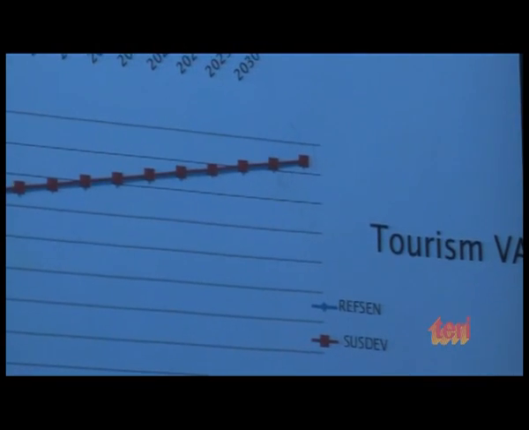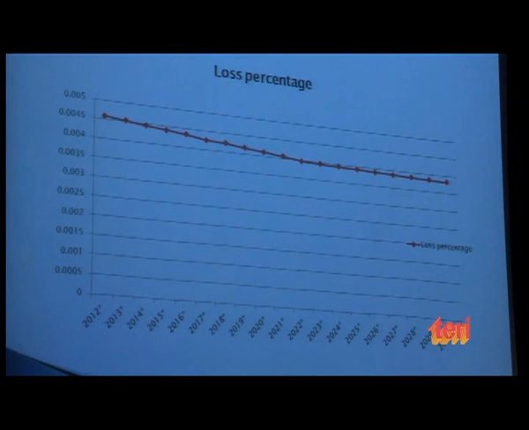Tourism is slightly higher in the sustainable development scenario. But behind all this, the loss percentages are given. And I skip that and we get the loss percentage. Now, what is the percentage of loss in the state domestic product if you go for the sustainable development scenario? That's what we have got here.